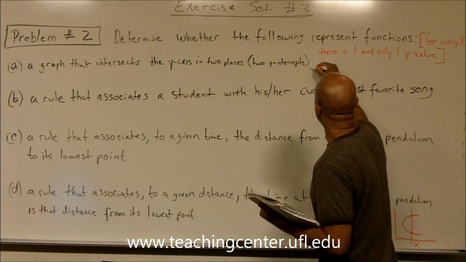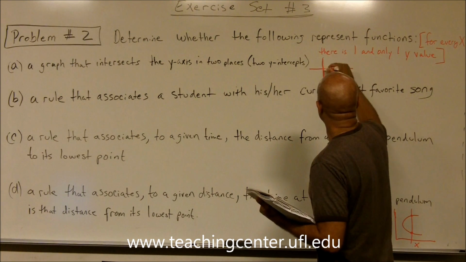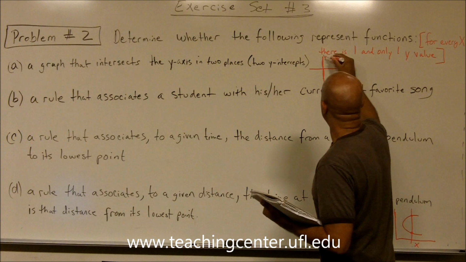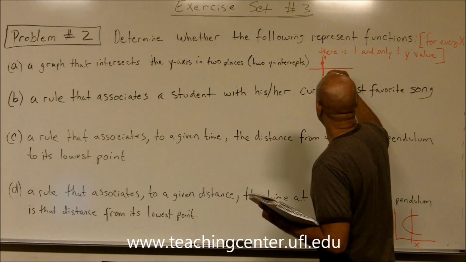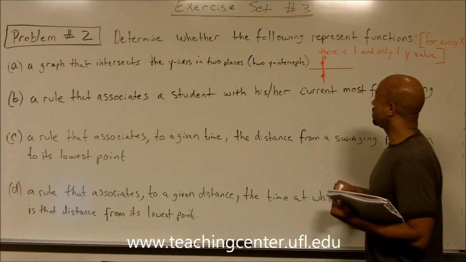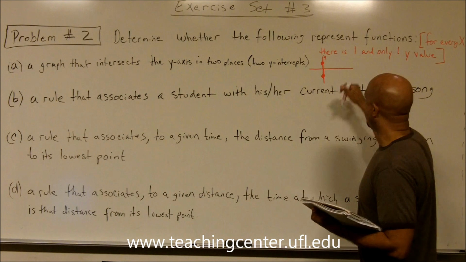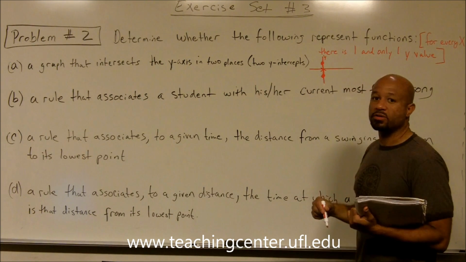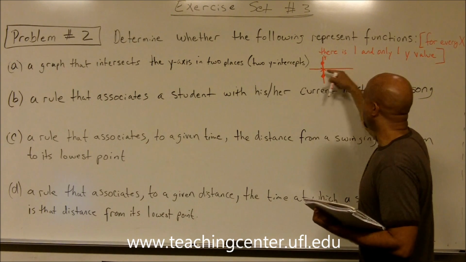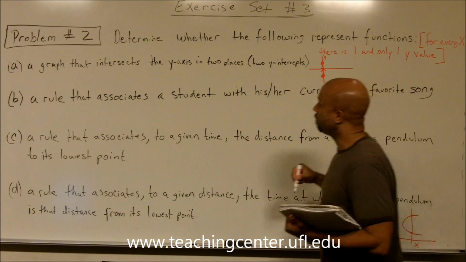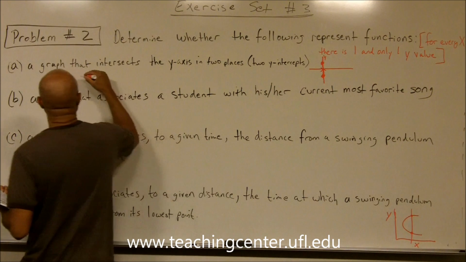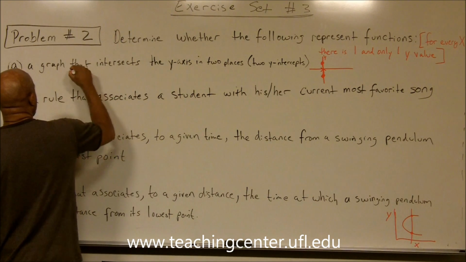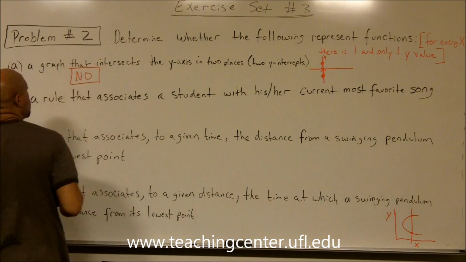So basically, if this is the y-axis and if the y-axis intersects the graph in 2 places, we know that the x value is going to have at least 2 y values. So this is not a function. So for part A, this is no.